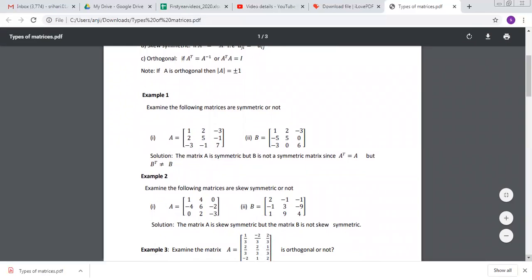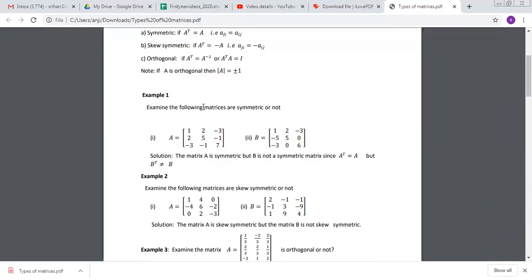Now we see some examples on symmetric, skew symmetric, orthogonal. Example 1. Examine the following matrices for symmetric or not. The first matrix is A equals 1, 2, minus 3; 2, 5, minus 1; minus 3, minus 1, 7. And B is the other matrix.